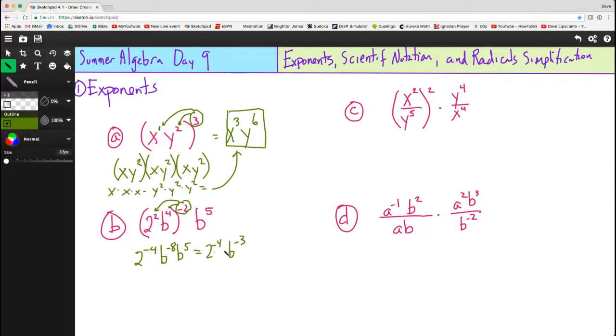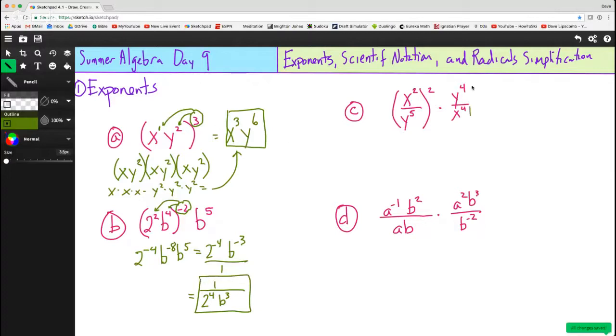Now, we can't stick here with these negatives, so we have to move these guys to the other side of the fraction. So let's put that over 1, and now we can move this guy to the bottom and this guy to the bottom at the same time as flipping signs. So we'll leave our 1 on top, 2 to the 4th, b cubed, and now we have positive exponents.